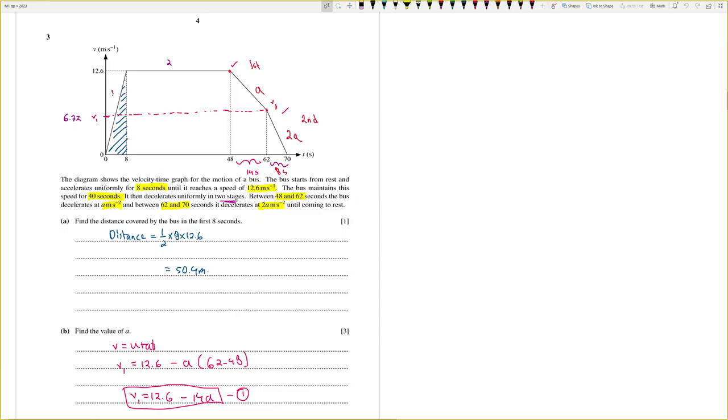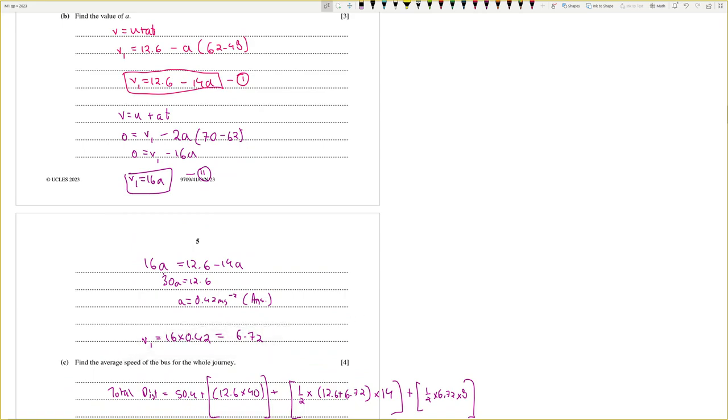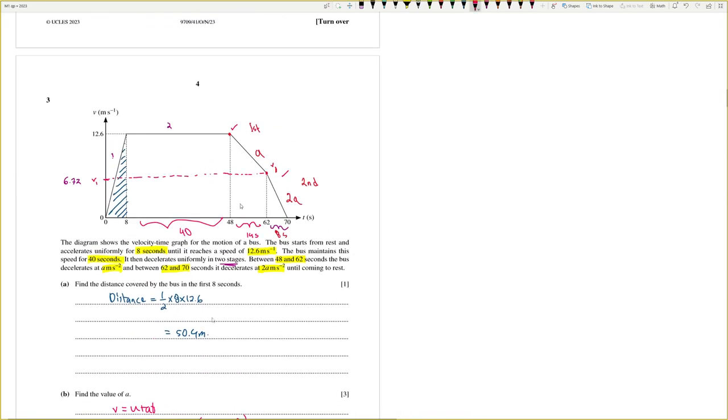The time is 40 seconds. It's a rectangle, so length into breadth times 12.6, right? So 40 times 12.6. And what about this? We have another triangle here, and we also have a trapezium here. So basically, you need to find out the value of V1, which I already did over here. V1 is 16a, 16 times 0.42, which is 6.72. We know the value now.